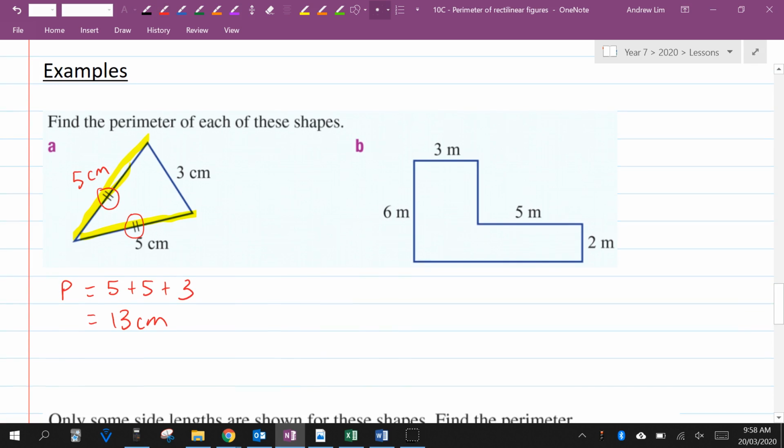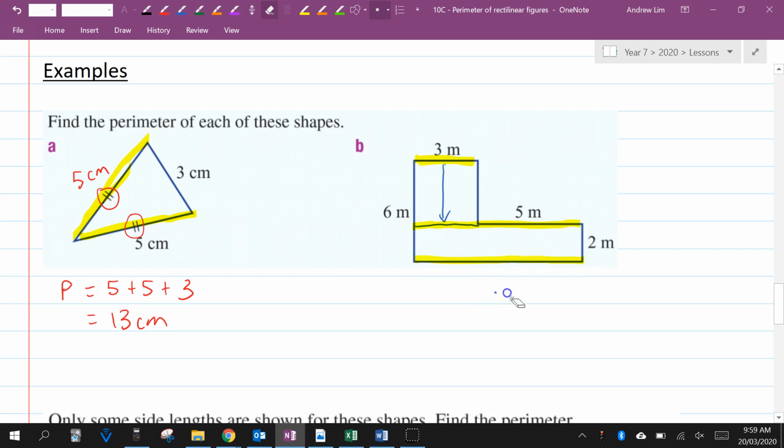Question B. This one's a little bit trickier because there's a side missing. We don't know how long this one is. But what we do know is that if we were to push this 3 meter side down here, then this entire length is going to be exactly the same as this one.